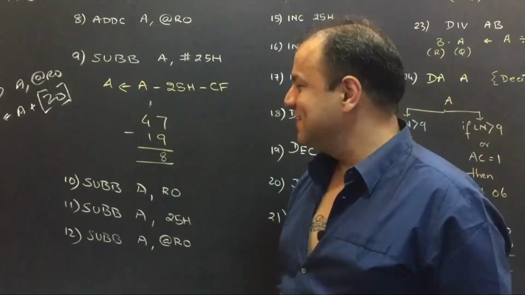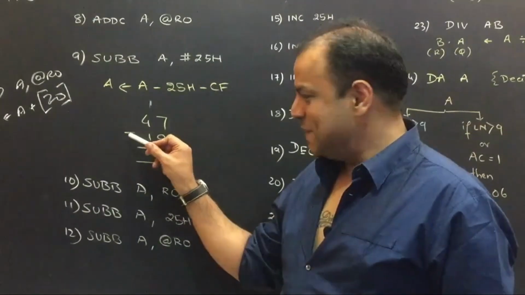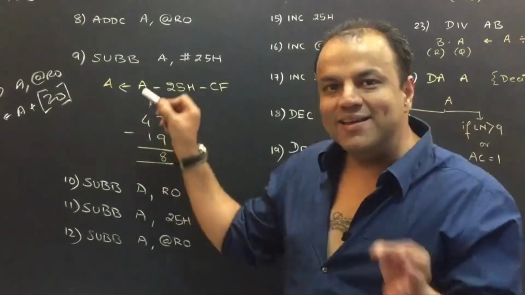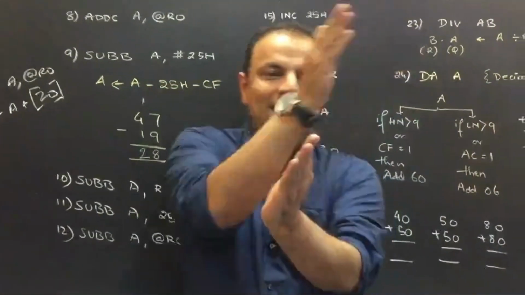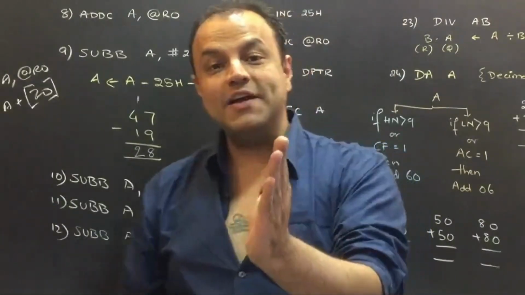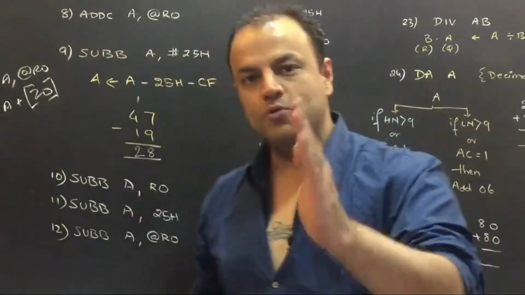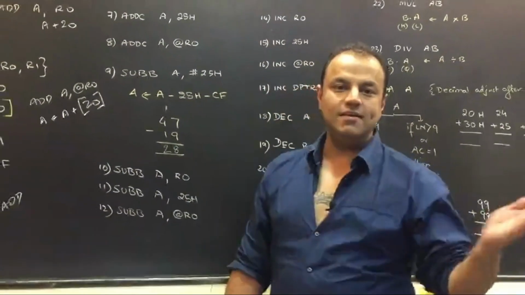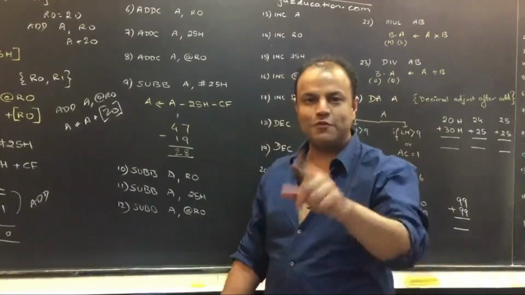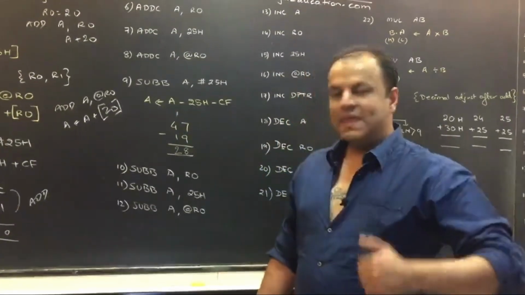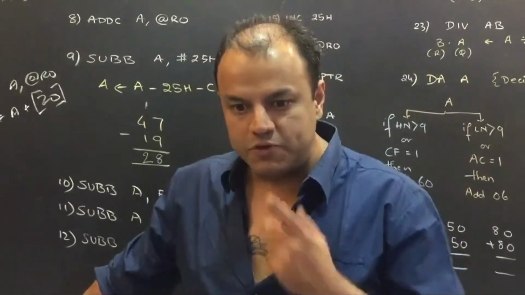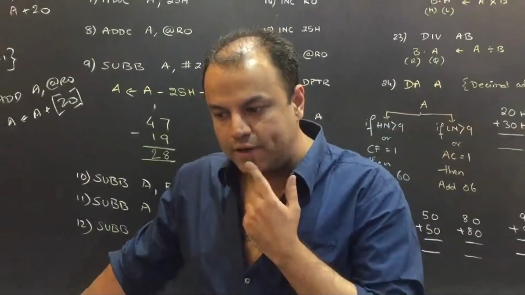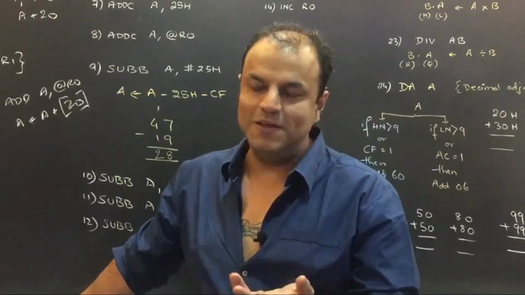Did you understand this? Now what will it do? 4 minus 1 minus the borrow. In addition, you add the previous carry. In subtraction, you subtract the previous borrow. If the lower byte has taken a borrow, a 1 should be subtracted from the higher byte. Now, carry and borrow are both stored in the carry flag. So students ask, does the carry flag hold carry or does it hold borrow? Don't ask such questions. Please use your brains.